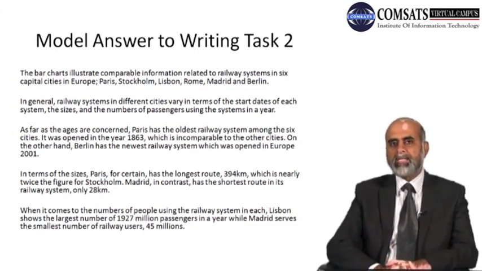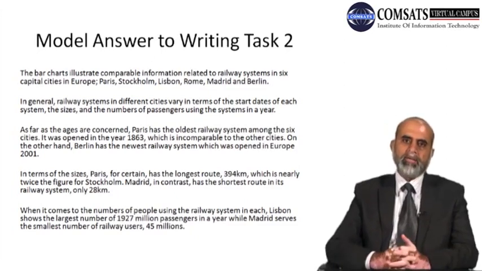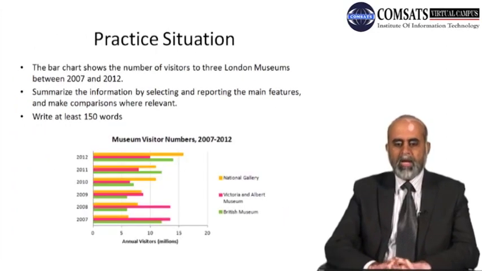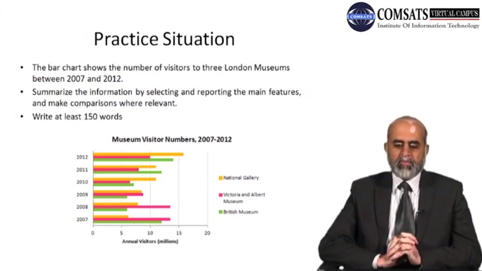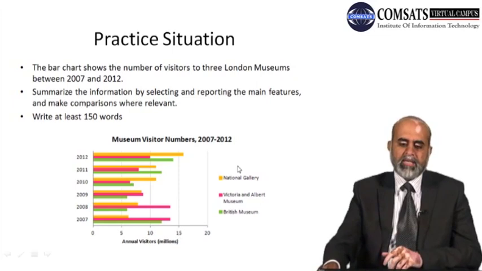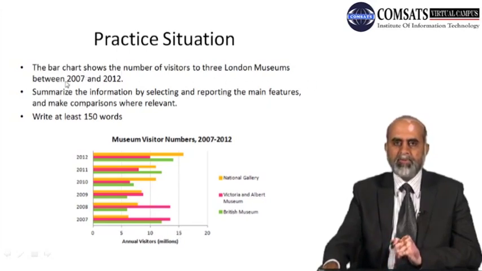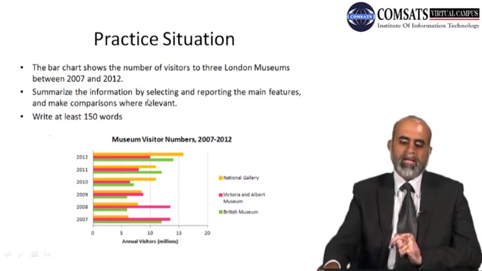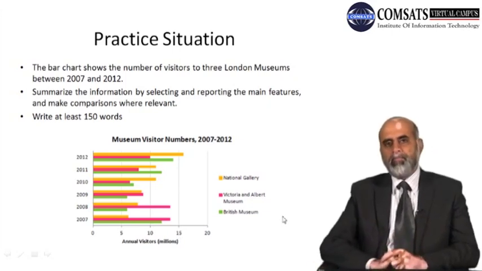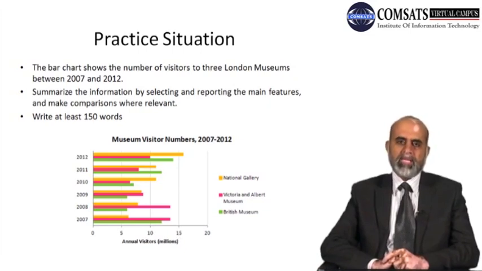In fact, sometimes you have to describe this information orally when, for example, delivering a presentation. Okay, now here is a practice situation. I'll provide this as a handout so that you can download it, and you can look at this bar graph here. This bar chart shows the number of visitors to 3 London museums between 2007 and 2012. You are going to summarize the information by selecting and reporting the main features and make comparisons where relevant. And you are going to write a short descriptive report in more than 150 words. Okay, so please write a short descriptive report following this practice situation.